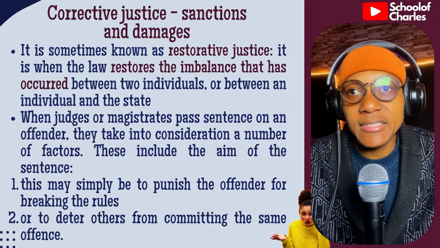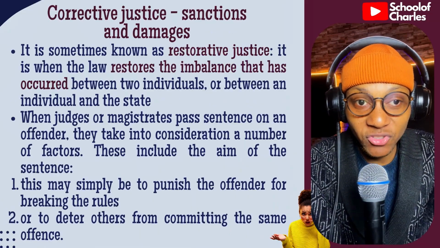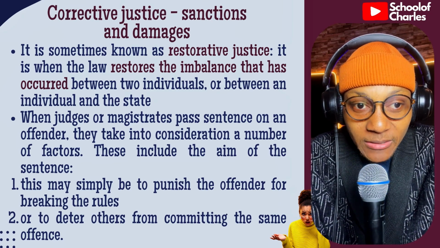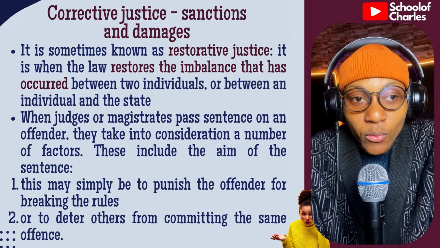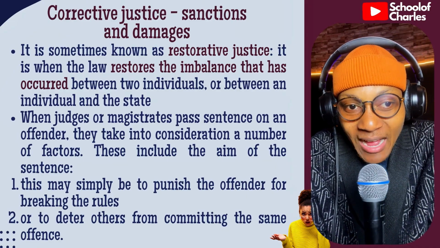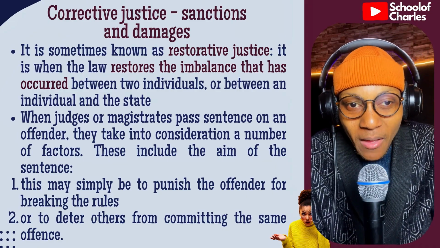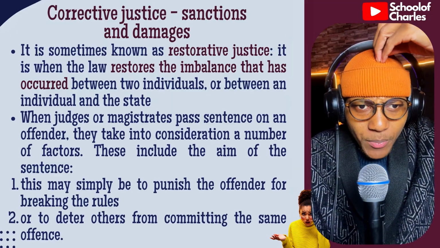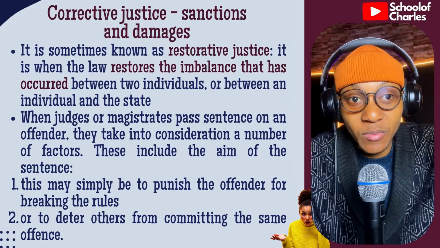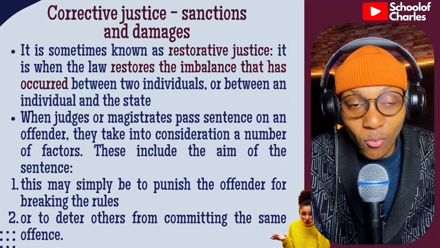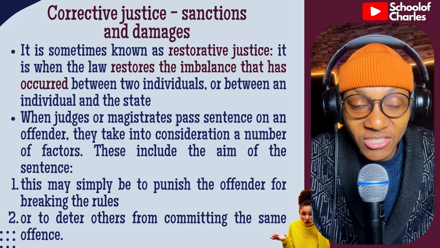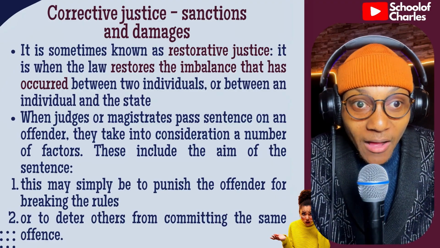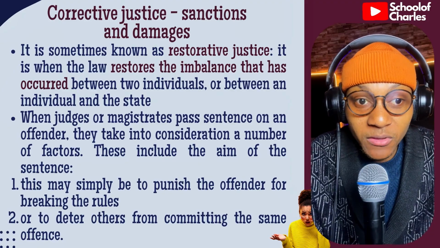So let's look at the second type of justice. It's called corrective justice. So we're looking at sanctions, we're looking at damages. Sanctions, for example, means if someone breaks the law, how are they going to be punished? Those are the sanctions, the punishments that they get. Damages, if someone is negligent, he hits my car, we have to pay damages. They have to pay for the car to be fixed.